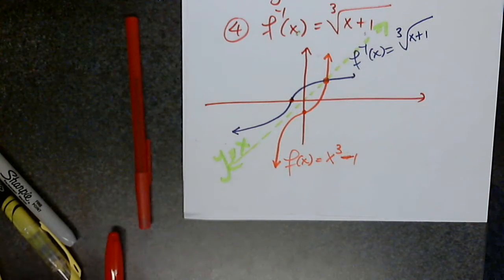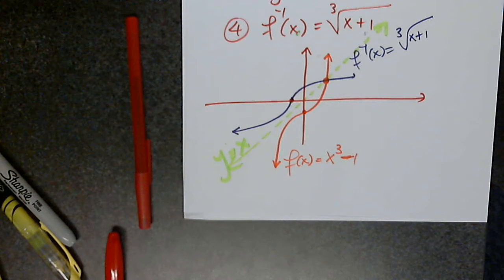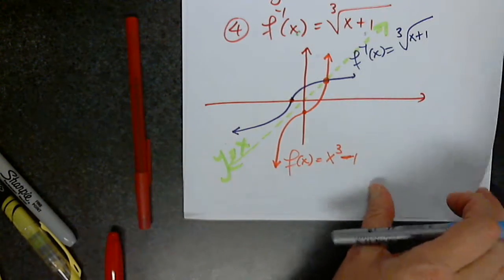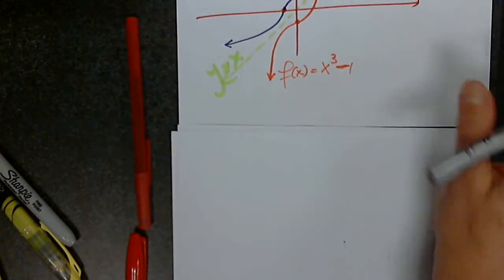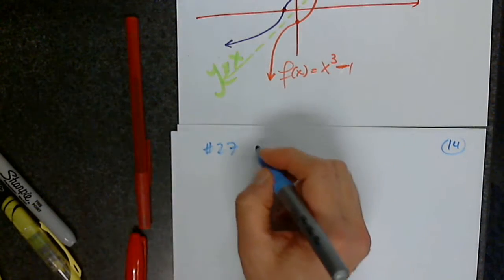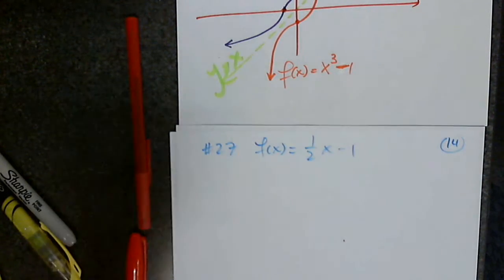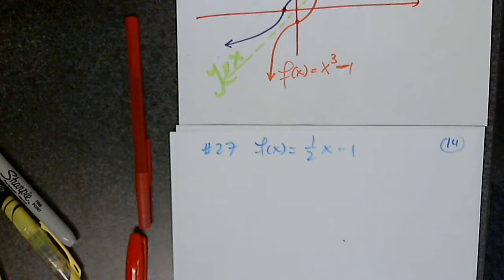Any questions? Do we need another example with finding f inverse? Okay, very good. So let's find the f inverse for problem 27. And 27 is f of x equals 1/2 x minus 1. So 2 minutes. Let's find the inverse of this function.